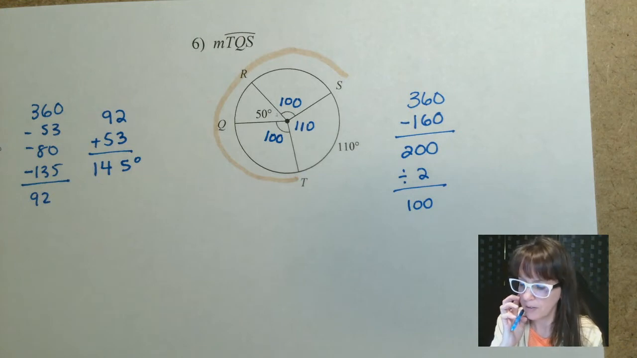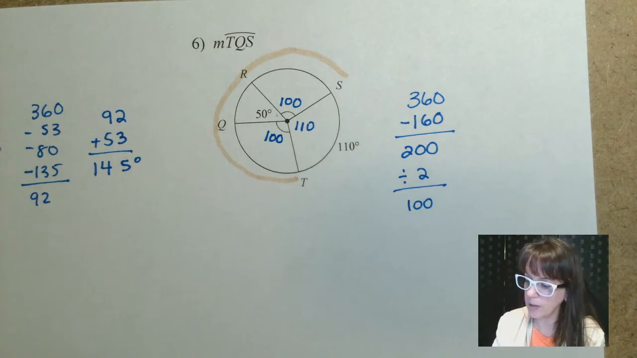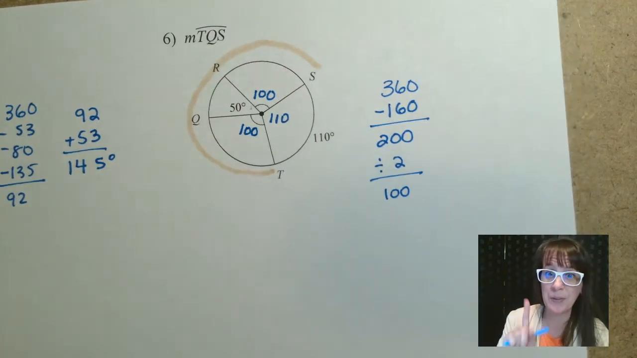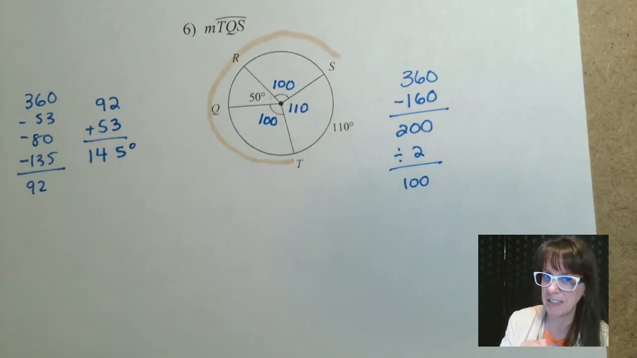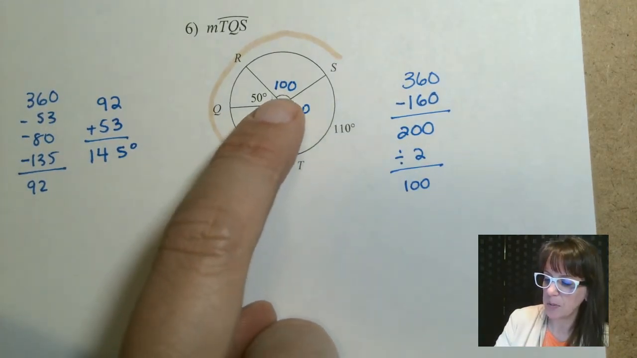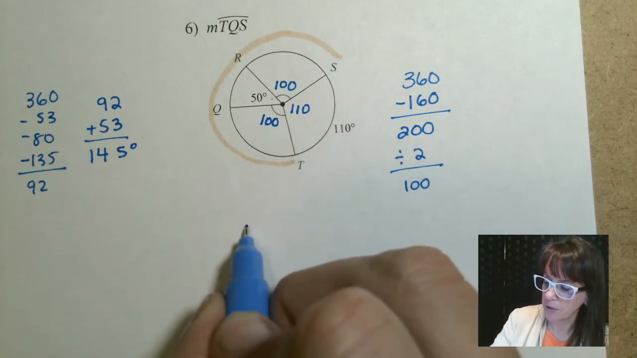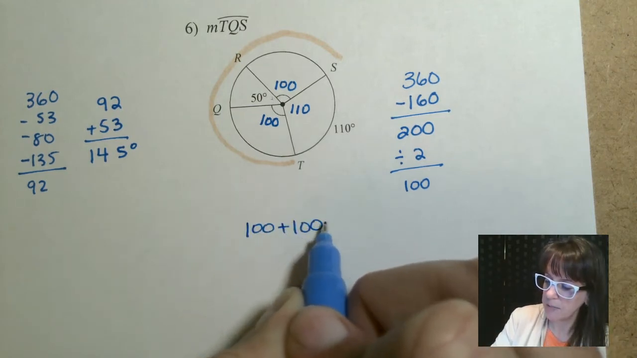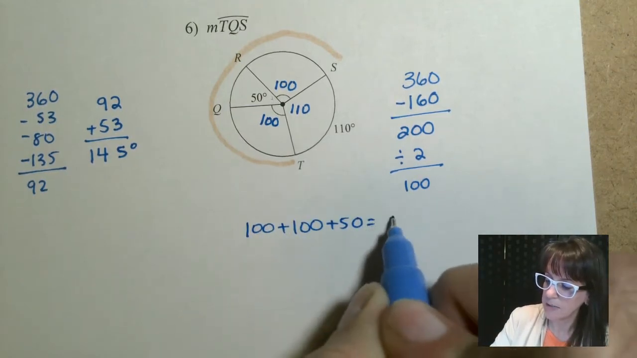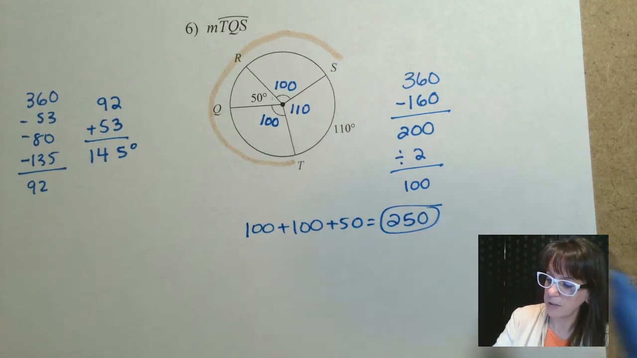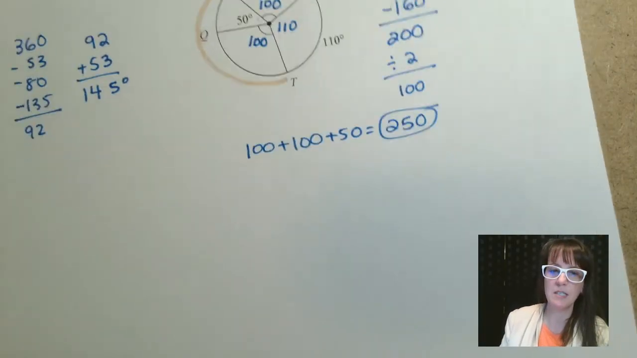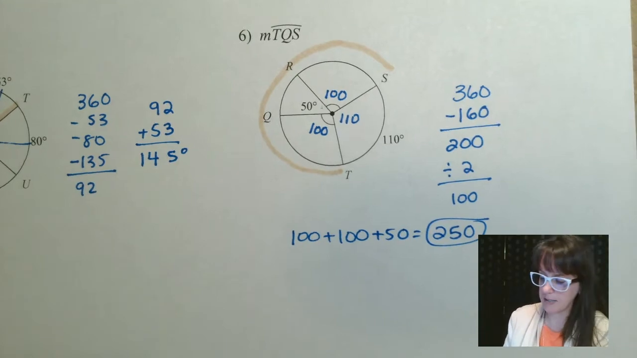So for this guy, let me just double check. Oh, we had to find the whole thing though. So always go back and read the question. So it would be 100 plus 100 plus 50, which gives us 250 as the measure of arc TQS.